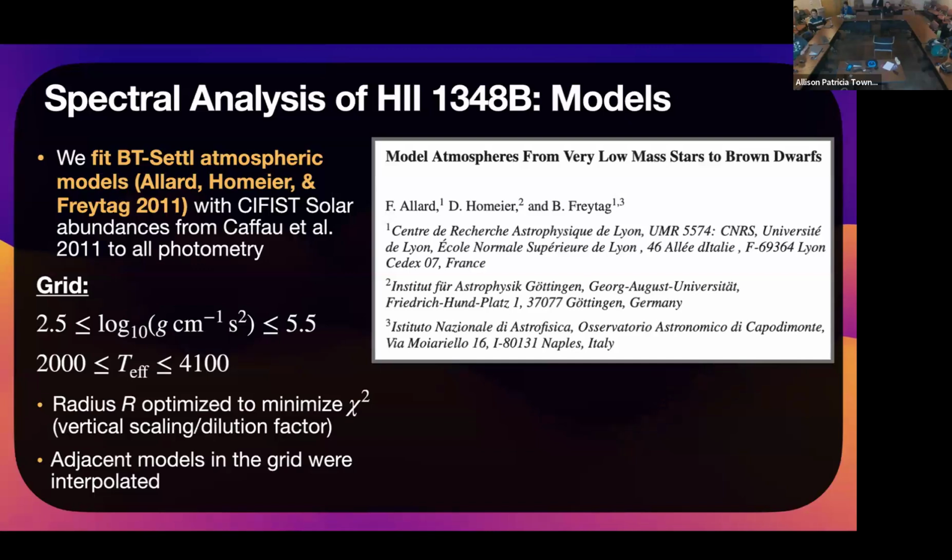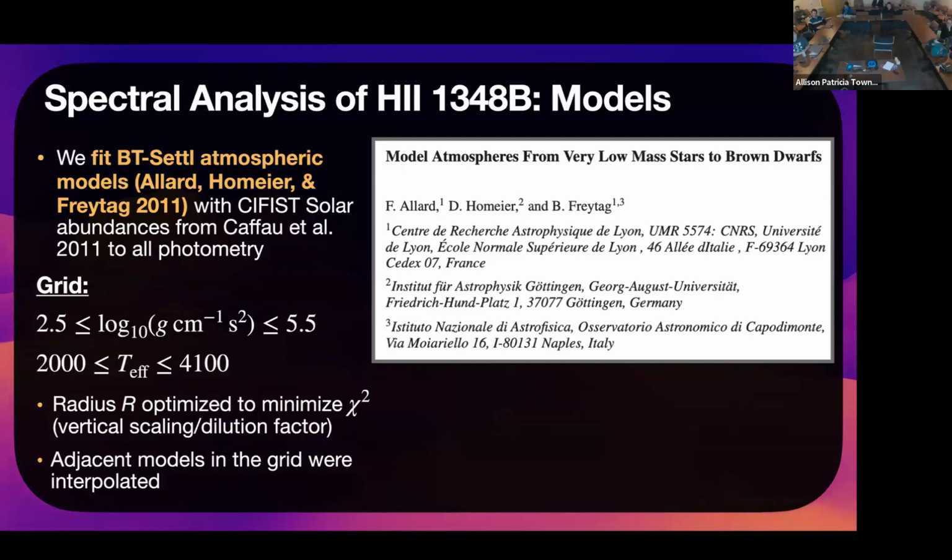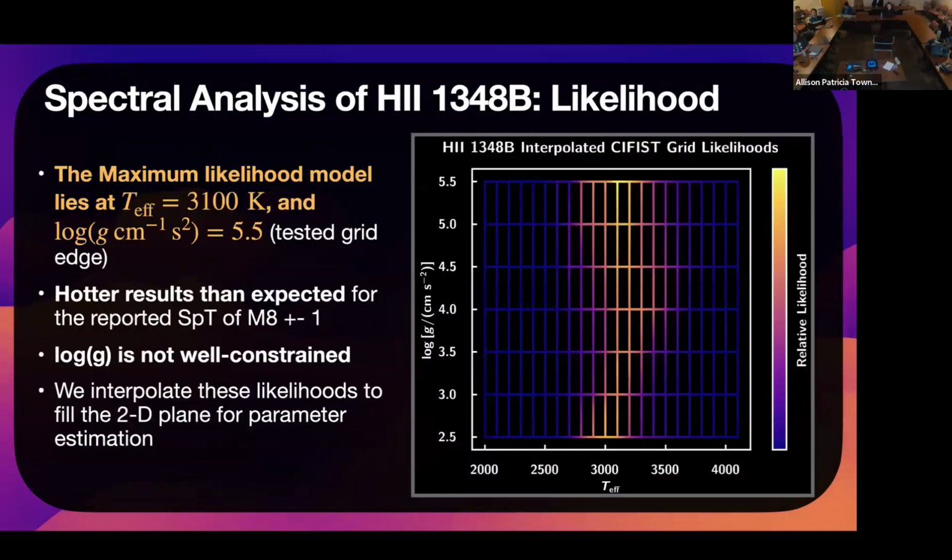These models span a wide range of effective temperatures, but we have restricted the metallicity and all the elemental abundances to solar values from the SciFis team. And with this grid, we have a range of log g from 2.5 to 5.5, and we restricted the effective temperature search between 2000 and 4100 Kelvin. And for each model, we minimize chi-squared by varying the radius of the companion that we assume, which scales the spectrum vertically.